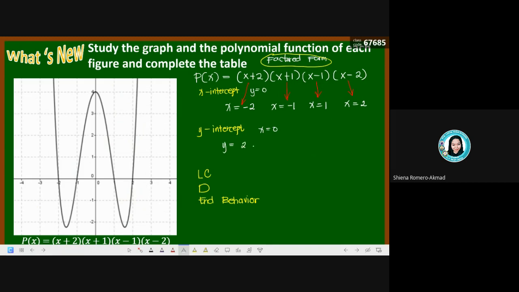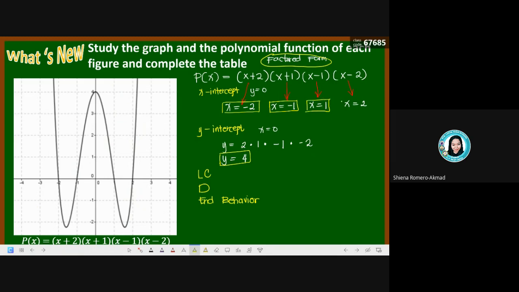So 0 plus 2 is 2, times 0 plus 1 is 1, times 0 minus 1 is negative 1, 0 minus 2 is negative 2. So ganun na lang. Mas mabilis. So y is equal to 2 times 1 is 2, times negative 1 is negative 2, times negative 2 is positive 4. So ito yung mga values kung saan dadaan yung ating graph.